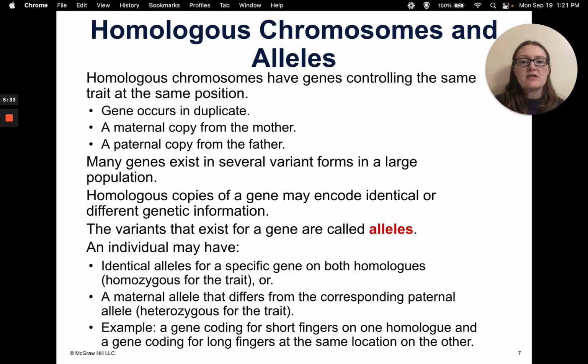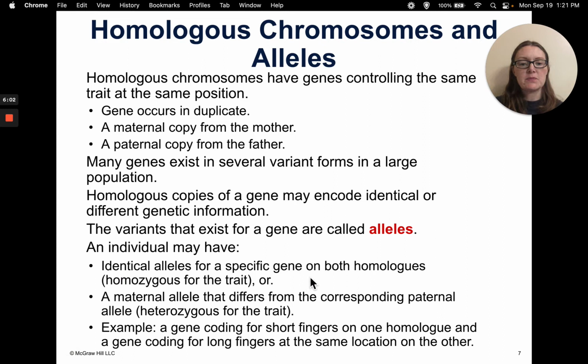So homologous chromosomes have kind of the same codes, and we will call these alleles. Alleles are alternative forms of a gene. So you can have an allele for blue eyes versus an allele for brown eyes. And the way these alleles work together will help determine your overall eye color. Now, these alleles are found in similar locations on the chromosome, and we'll get more into that when we talk about genetics in more detail.